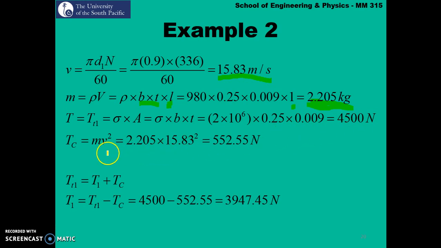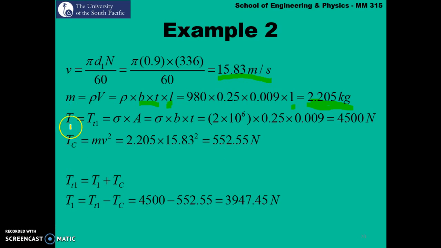Now we can also calculate our centrifugal tension Tc, which equals m v squared. The mass we calculated earlier to be 2.205 kg, times the velocity 15.83 squared. Substituting all these values into this formula, we get our centrifugal tension to be 552.55 newtons.